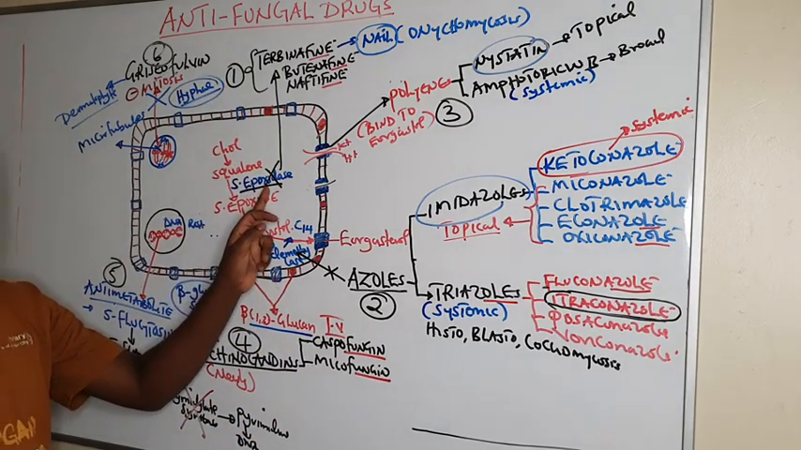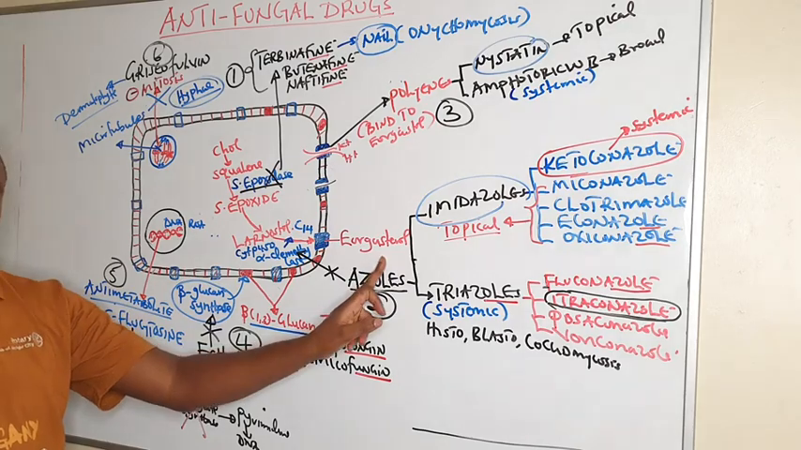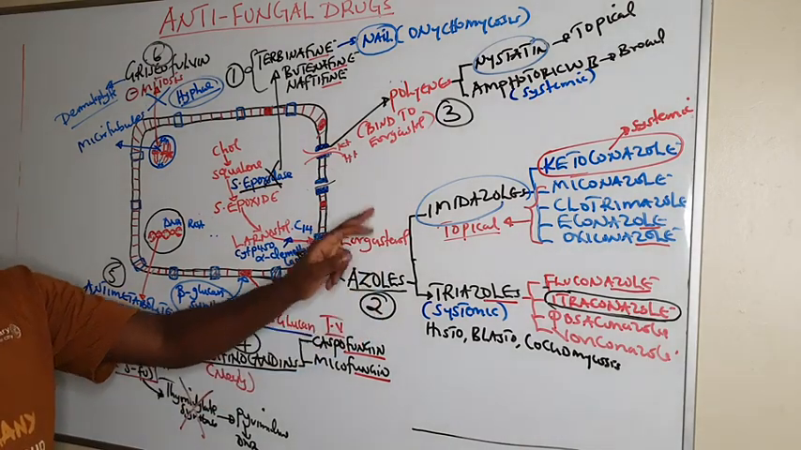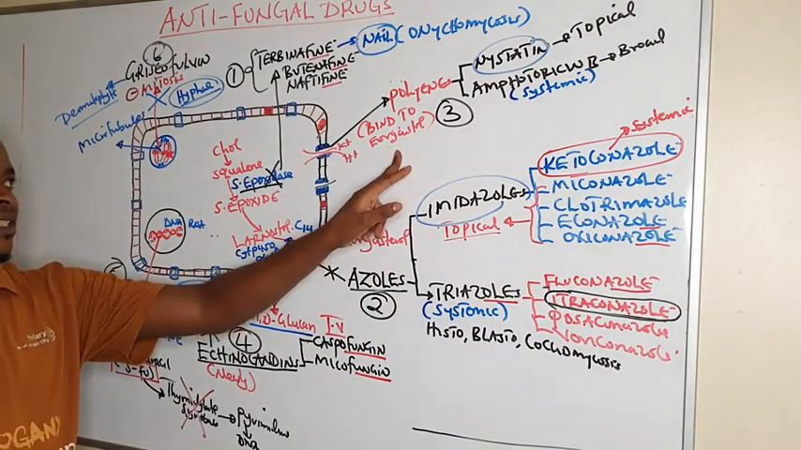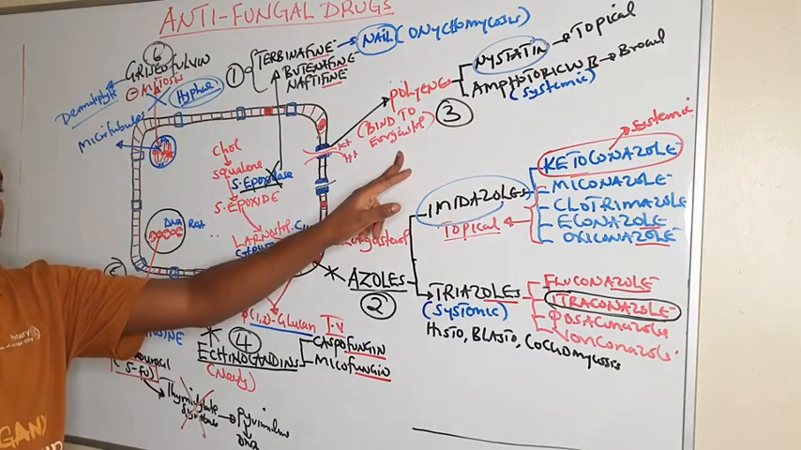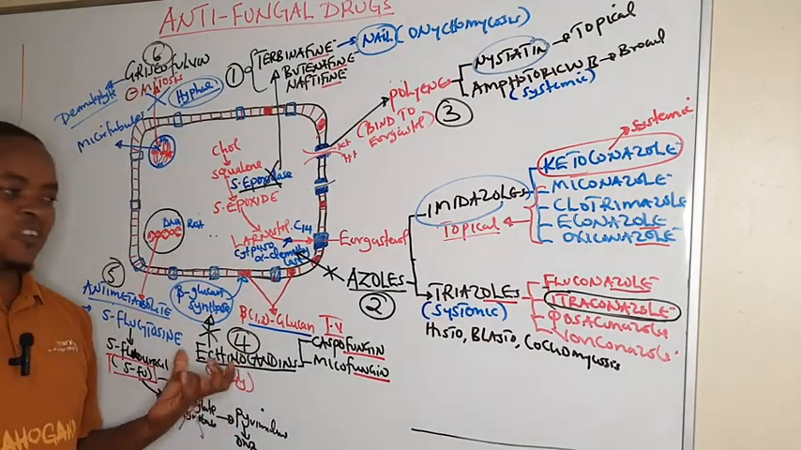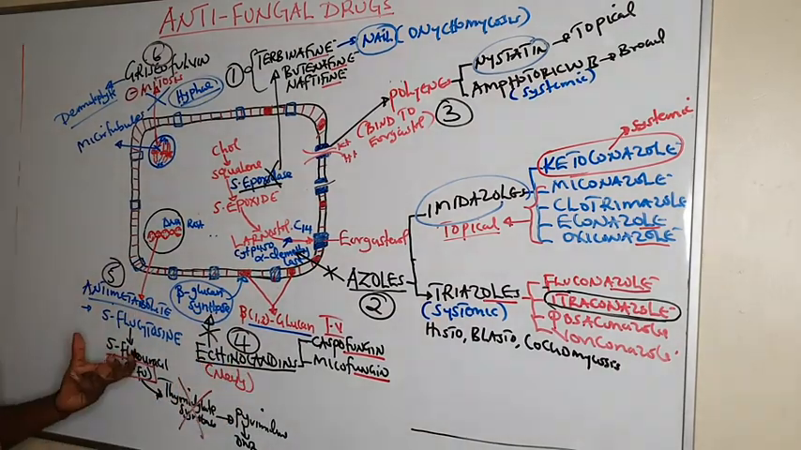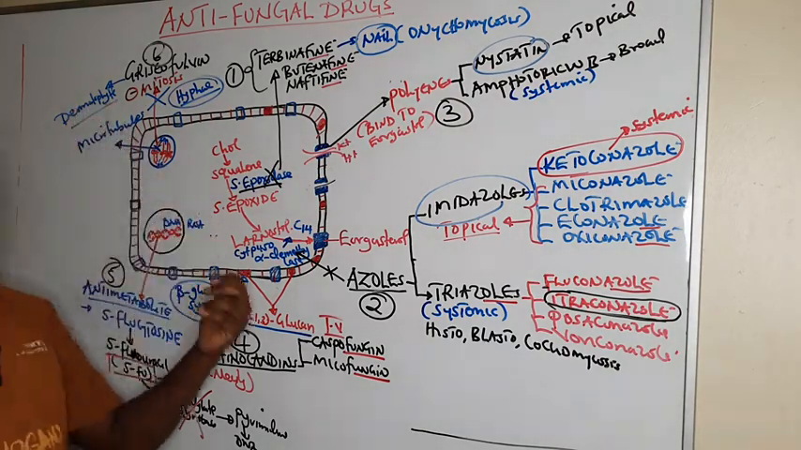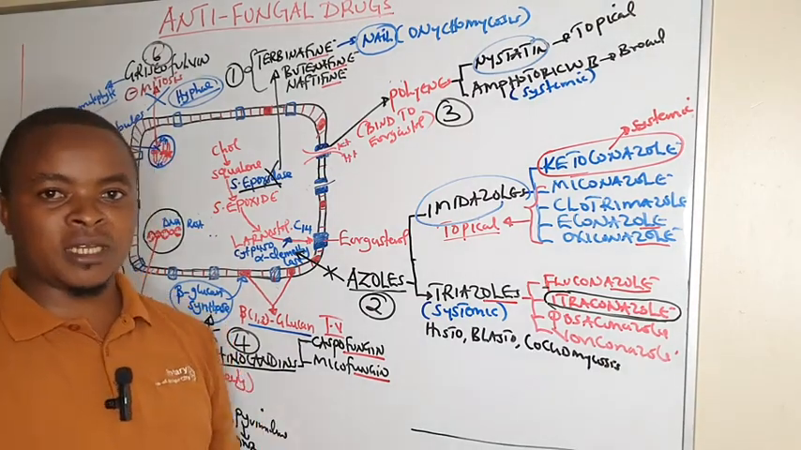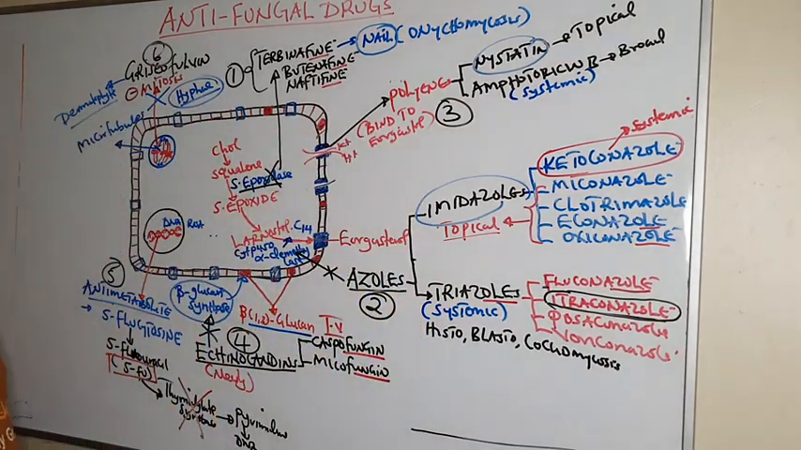squalene epoxidase inhibitors, we have the ergosterol synthesis inhibitors, we have those that bind to the ergosterol in the cell wall, that is the polyenes, which are antibiotics. Then we have the beta-glucan synthase inhibitors. Those are the echinocandins. We have antimetabolites, that is the 5-flucytosine. And we have mitosis inhibitors or microtubule inhibitors, that is the griseofulvin we can talk about.